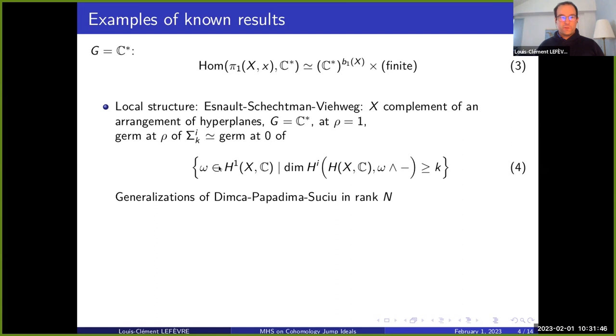This is a finite dimensional complex vector space, such that the dimension of the cohomology of the complex in degree i is bigger than k. On the whole cohomology complex with zero differential, you put the differential omega, which is the product with omega, and this defines a complex because omega wedge omega is zero. You can put a scheme structure on this, it's not very difficult, it's just linear algebra with matrices: the vanishing of the minors of an appropriate matrix gives you a scheme structure on this set.